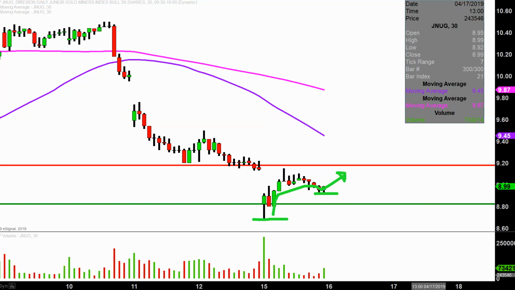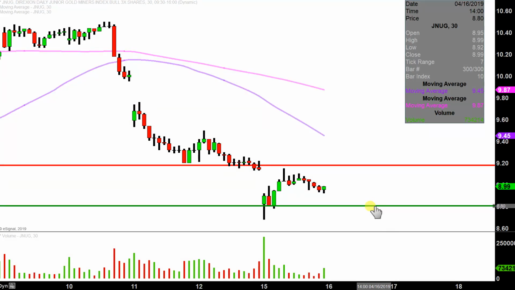As far as levels of support, this goes back to the level I talked about on Friday, and that's right down here at the $8.80 mark. So 880 is going to be that initial level to keep an eye on. And if the price cannot hold above there, then yeah, the price could very well head down to about the 867-ish area.